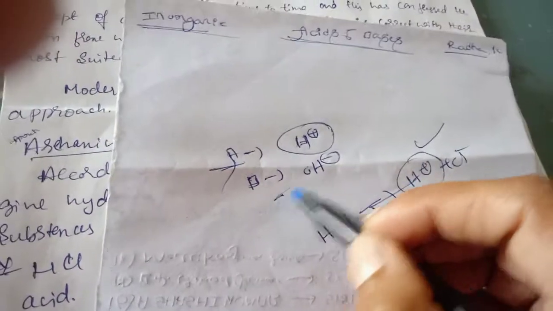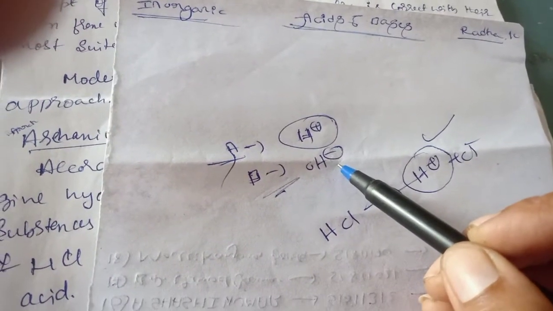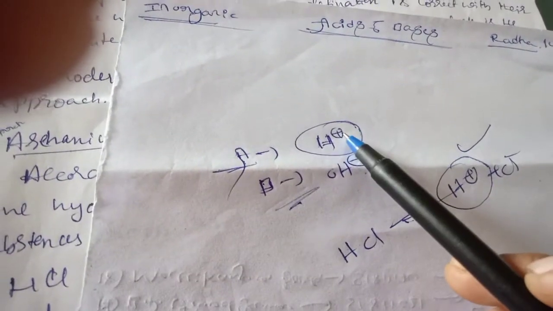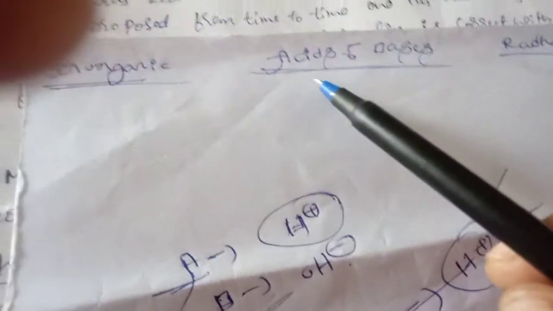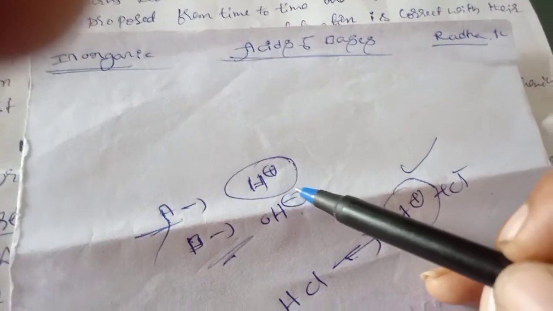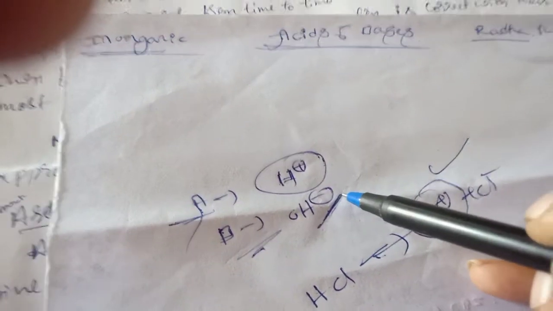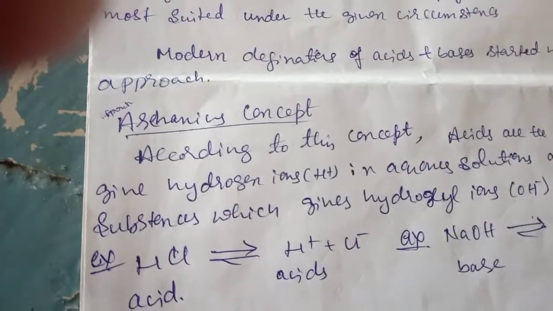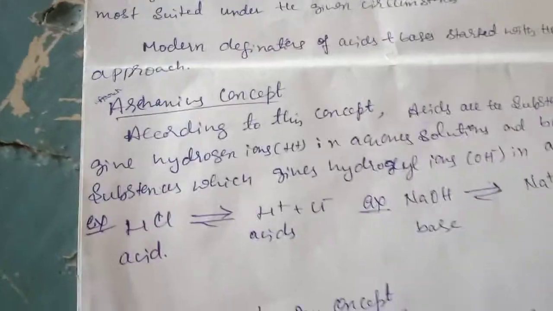What about a base? A base is represented by OH minus. The charge is very important, so do not skip anything. So an acid is represented by the H plus ion and a base is represented by the OH minus ion. This is the basic concept. Before the Arrhenius concept, we should know some introduction regarding acids and bases.